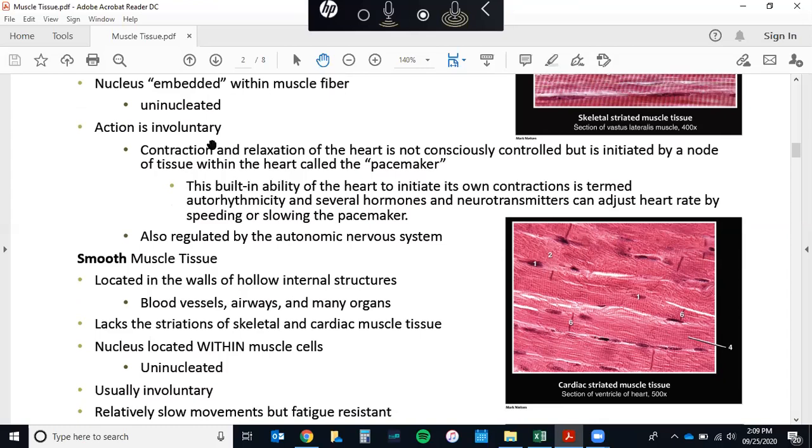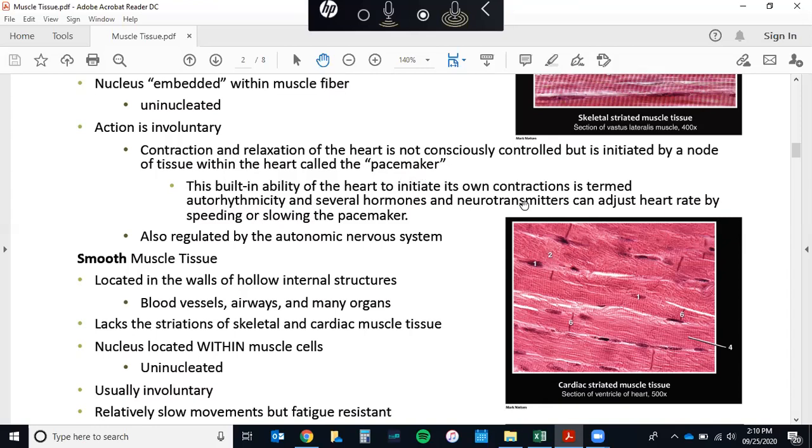The action of cardiac muscle is completely involuntary. We have no conscious awareness of it. We cannot control it with our own free will and purpose. We can do things like jumping jacks and running around that are going to alter how often our heart beats and how strong it beats, but we can't just mentally say, okay, beat faster, beat slower. Once again, we have within the heart itself a pacemaker, and this is the structure that initiates the contraction and relaxation of each heartbeat.